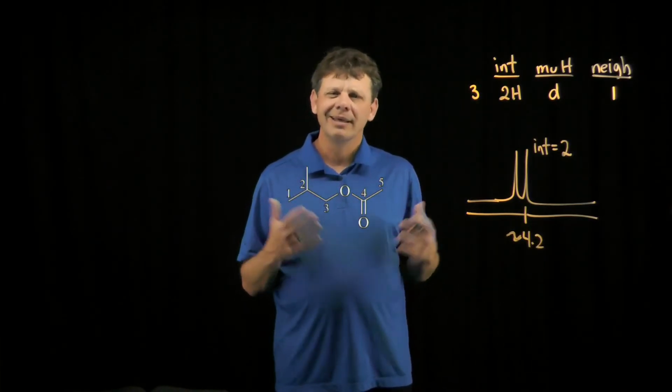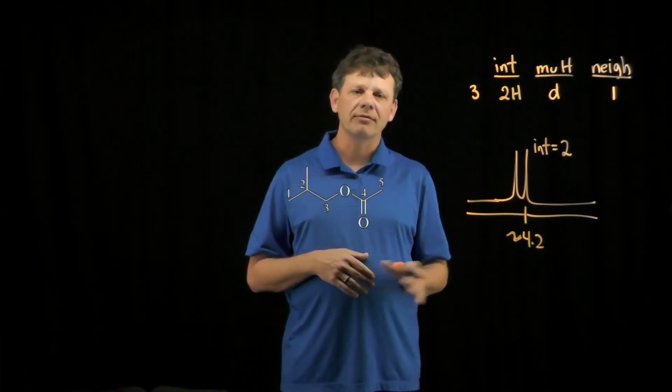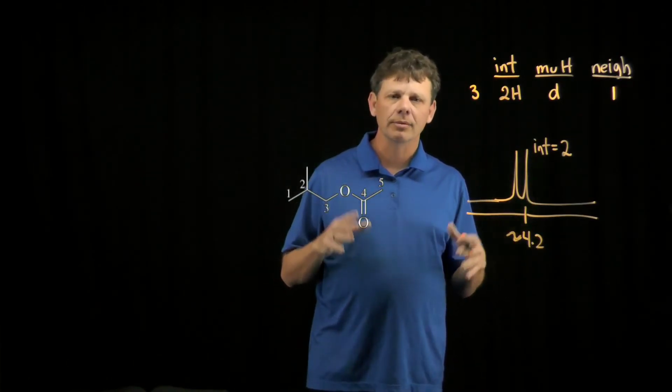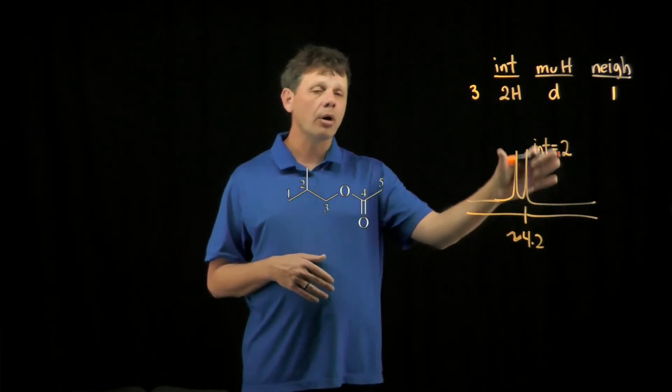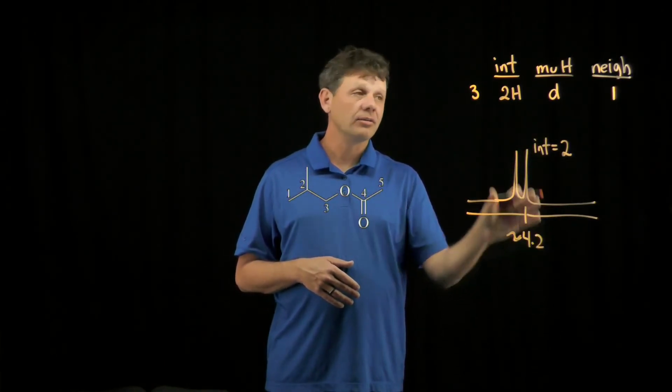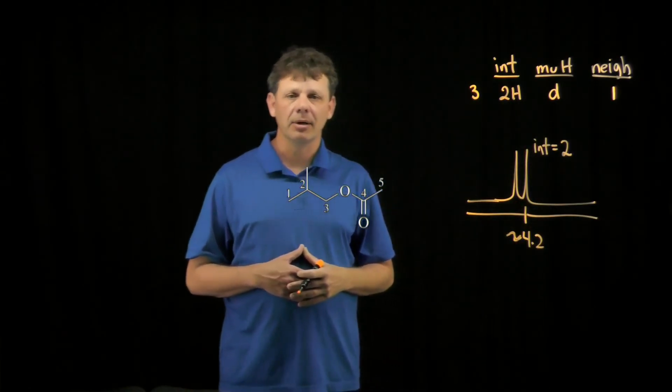Around 4.2. If you said 3.6, if you said 4.5, close enough, right? So some number between 3 and 4, maybe a little higher because of the ester. This is what we would expect these 2 hydrogens at C3 to look like in an NMR spectrum.